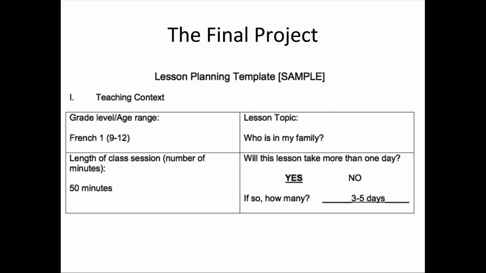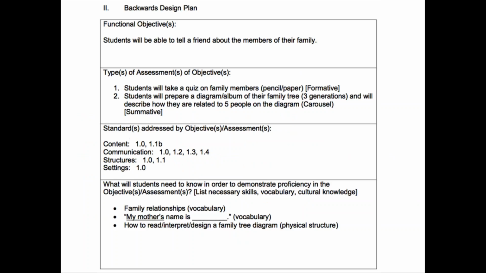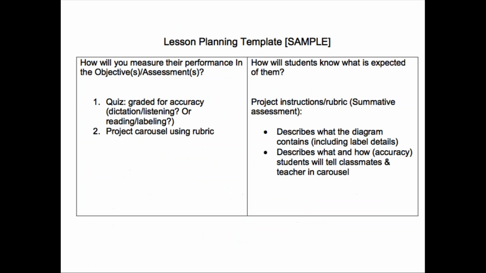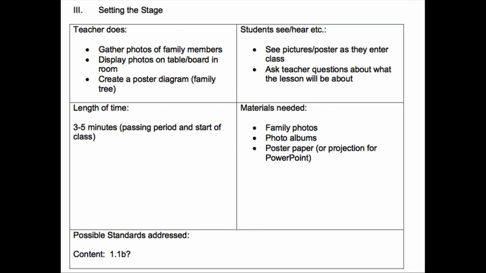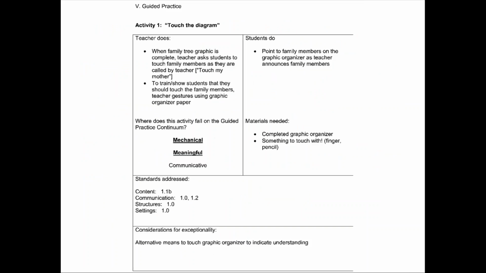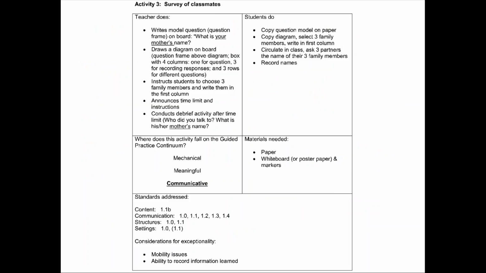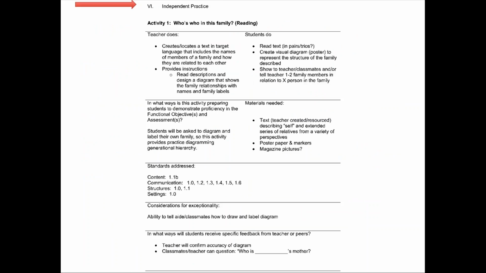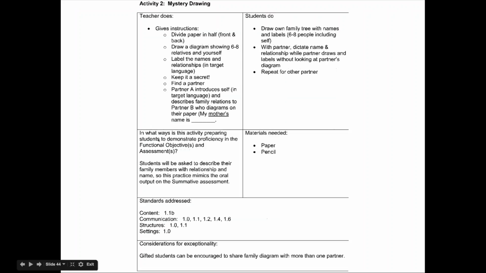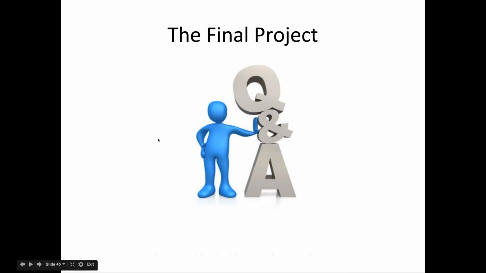Let's see here. And there's the template. I'm going to skip ahead to setting the stage, comprehensible input, guided practice. Where is it? Guided practice number 2, guided practice number 3, independent practice. Okay, I showed this earlier too. This is the form that you'll be filling out. Just describe the activity. We already went through this. Are there any questions on the final project?